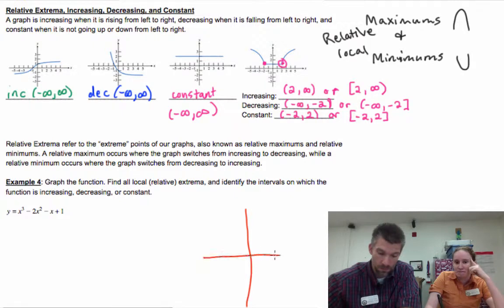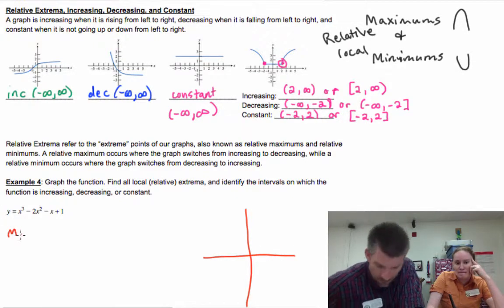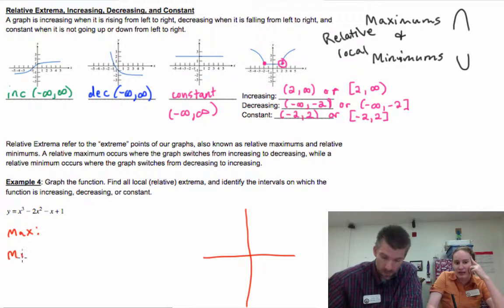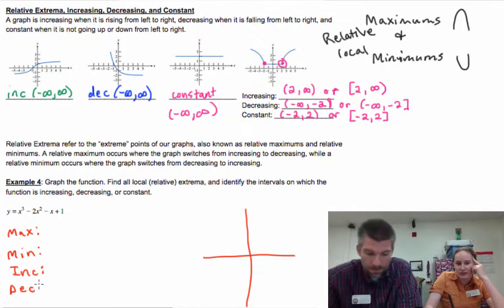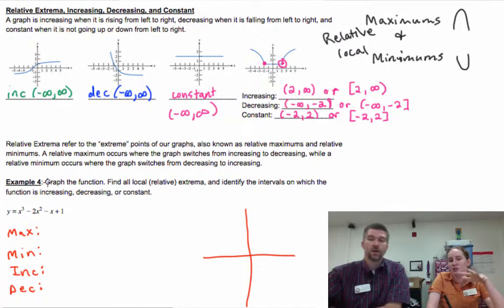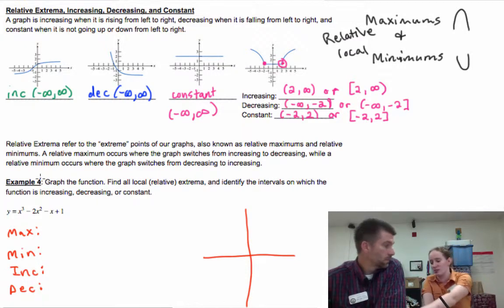So, is that a cubed? Yes. I happen to know this will have a max and a min. And it has part of the time increasing, part of the time decreasing. The only time you get constant functions when you're plugging in actual functions is if you've got really weird absolute value or some kind of piecewise situation.